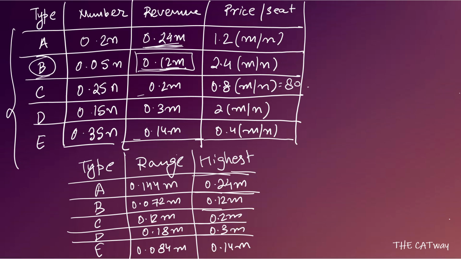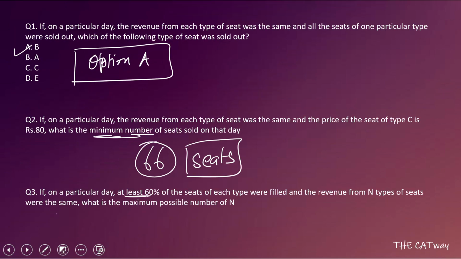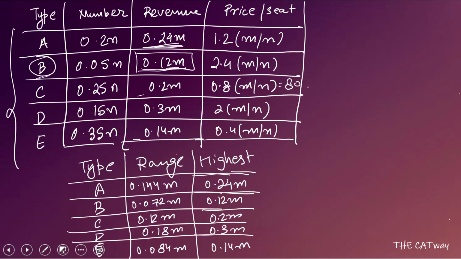Now what we have to do is read the question again. The revenue from n types of seats were the same. Now we have to make the revenues equal. Let's see how many revenues we can make equal. When you look at this, you find that the revenue of A and B can never be the same. B and C can have equal revenue when they both have 0.12 M. That is, all the seats of type B were sold and 60% of the seats of type C were sold.